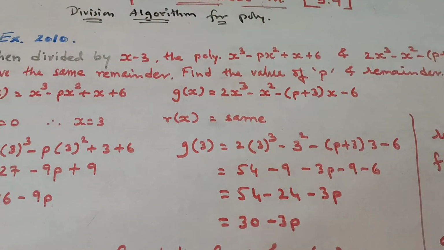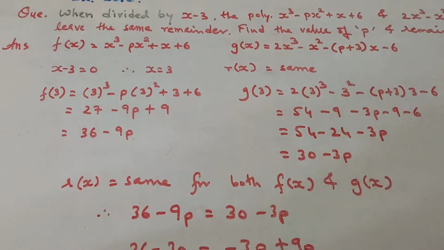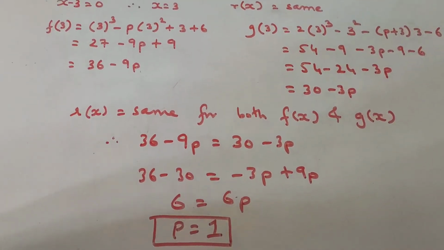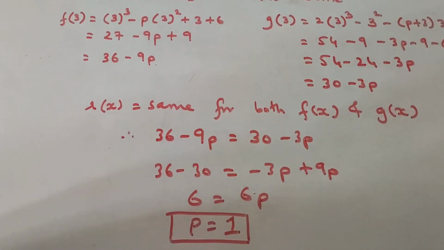Now both the remainders are same, so we'll take f(x) equal to g(x). So 36 minus 9p is equal to 30 minus 3p. Solving, we are getting p is equal to 1. So we have found out the value of p.